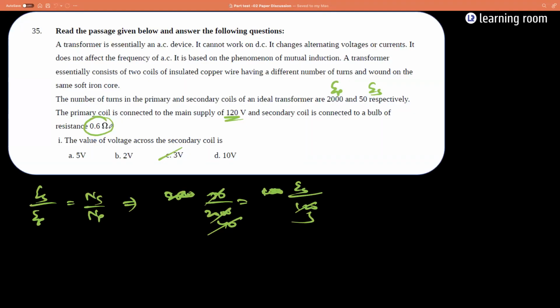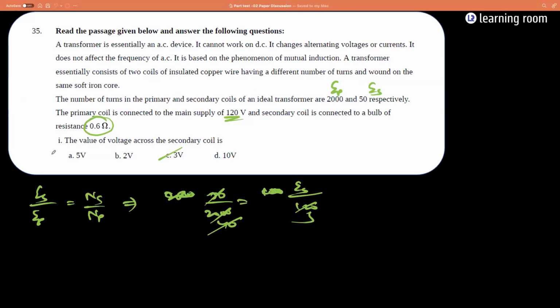Next item. The current in the bulb is. So ES into IS is equal to EP into IP. ES is 3. Or I can write IS is equal to ES by R. So what is the value of ES? 3, right? So 3 divided by resistance 0.6. So 30 divided by 6, 5. Option D. That's the answer.